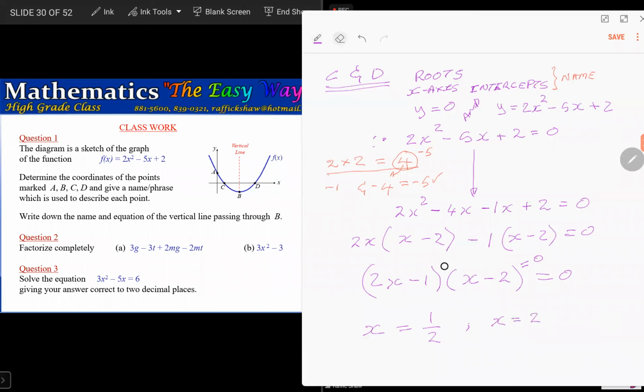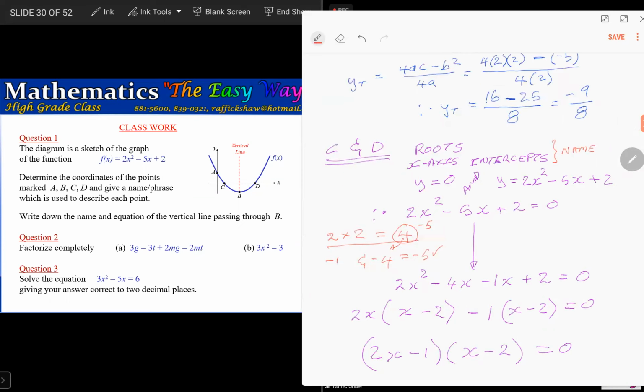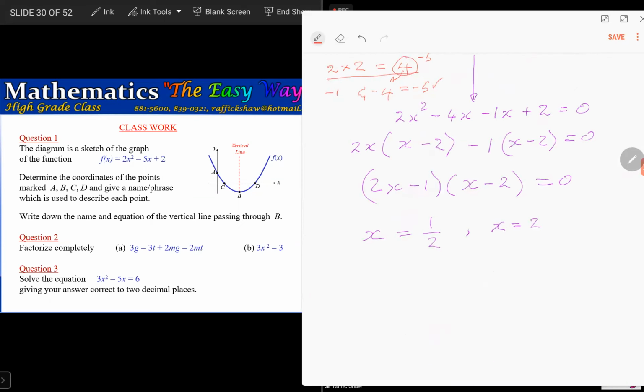All right, so let me erase this. Now remember, you have to know which one to assign to which one. Clearly, this one is a smaller one, so this one is for the C value. This one is a larger one, so that one is for the D value.